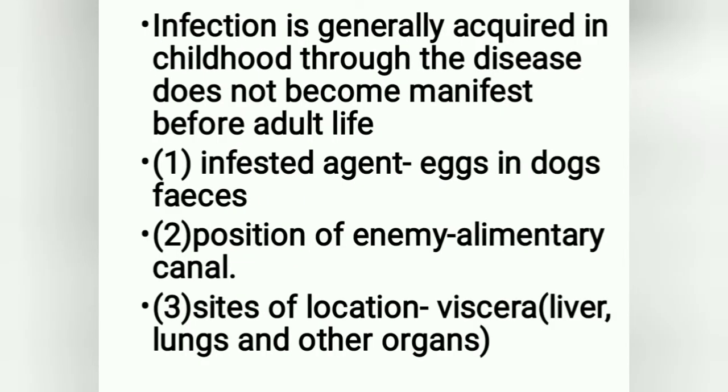Infection is generally acquired in childhood, though the disease does not become manifest before adult life. First, infective agent: eggs in dog's feces. Second, portal of entry: alimentary canal. Third, sites of location: that is viscera, that is liver, lungs and other organs.